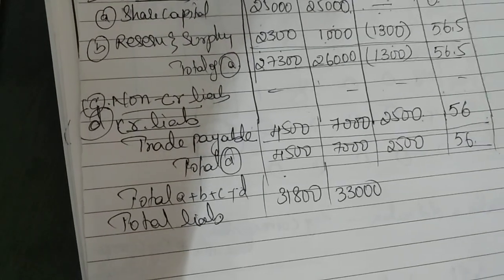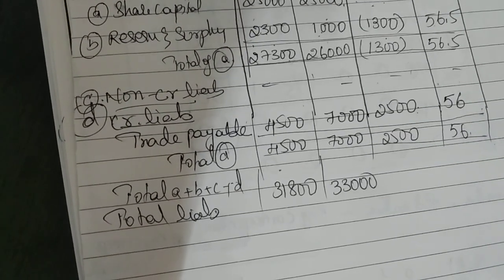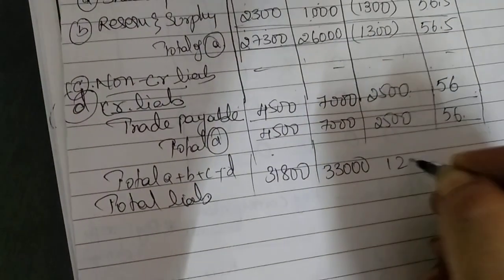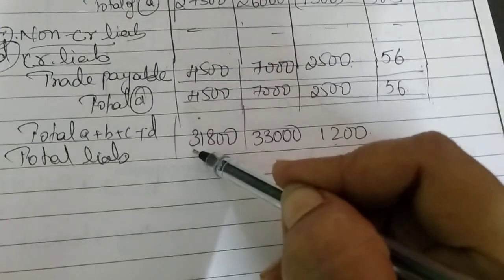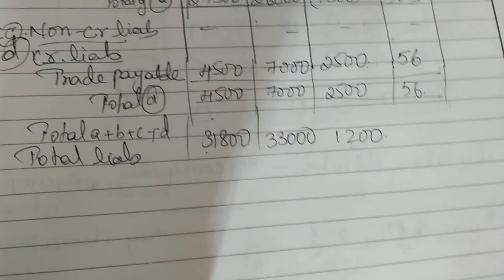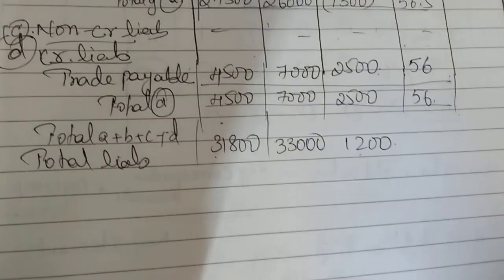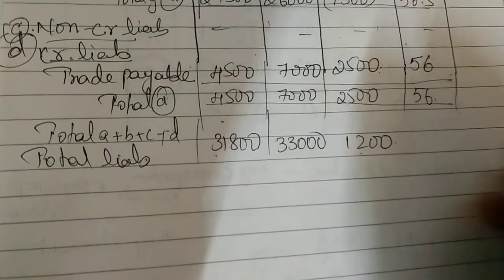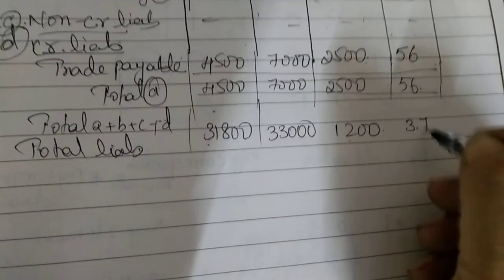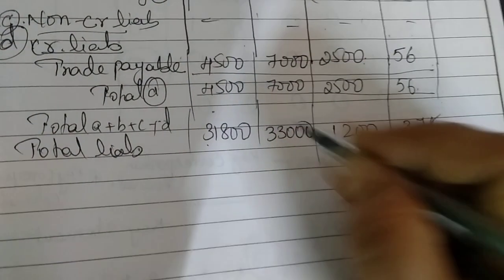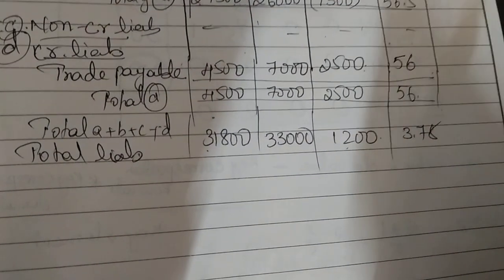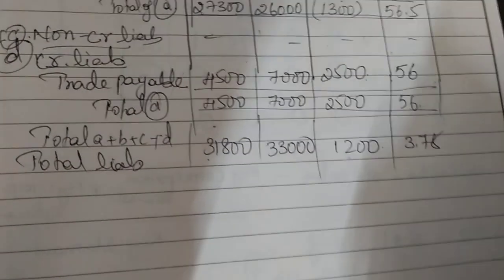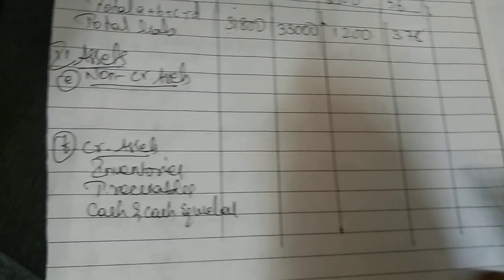33,000 minus 31,800, when I do it, I'm going to get a difference of 1,200. And what did I say? Third column divided by first column into 100. So divided by 31,800, I'm going to get around 3.78. That is the amount I got. Now my total of liabilities is done. Now let's go with total of assets.